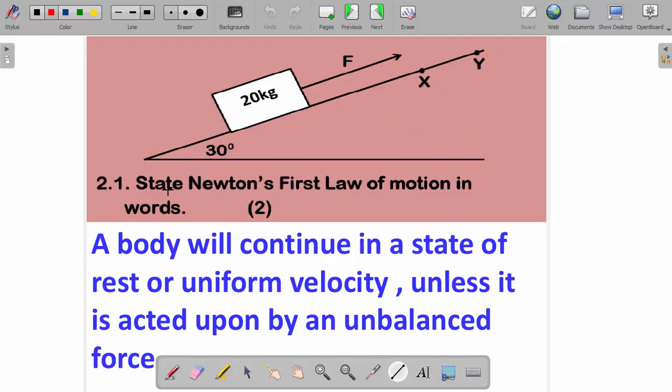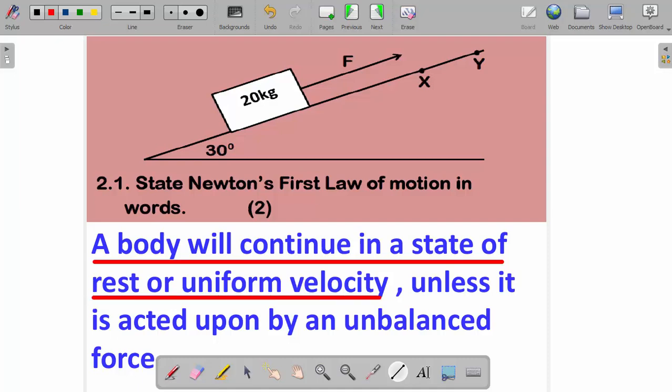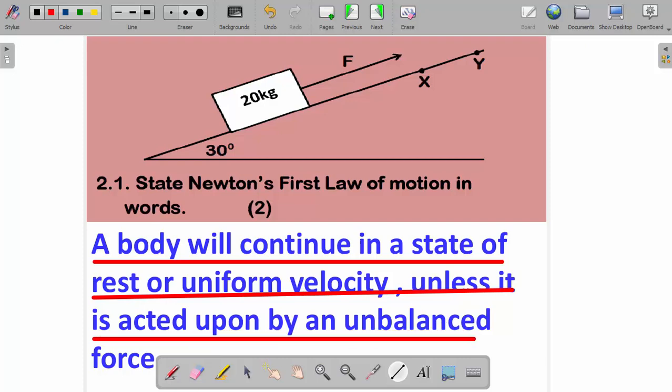They say, state Newton's first law of motion in words. That one you know already. We know that a body will continue in a state of rest or uniform velocity unless it is acted upon by an unbalanced force. Hope we are together.